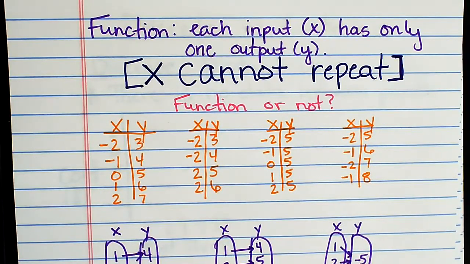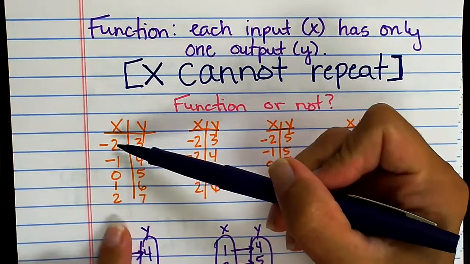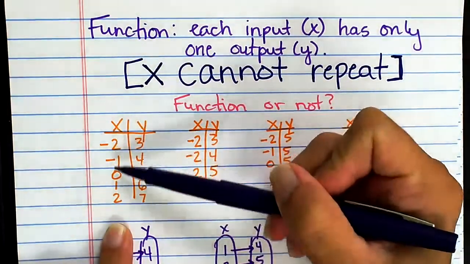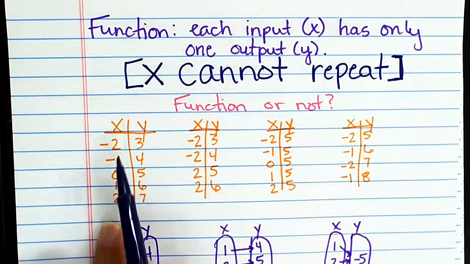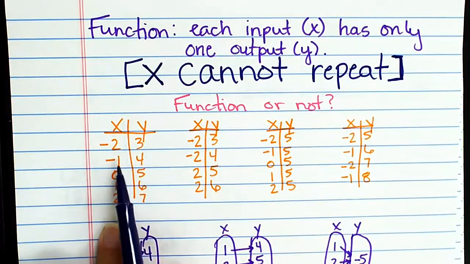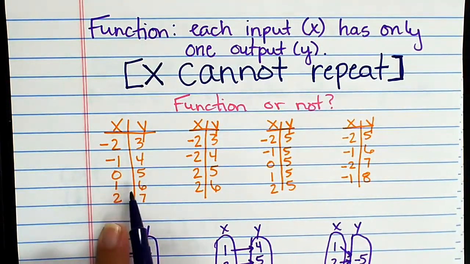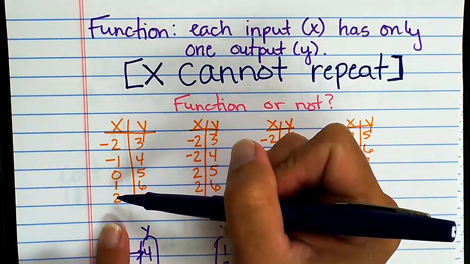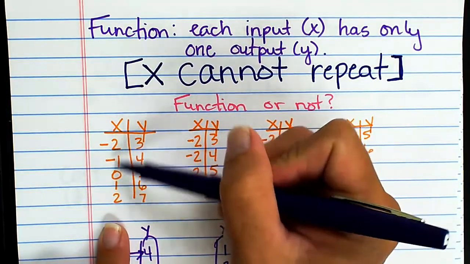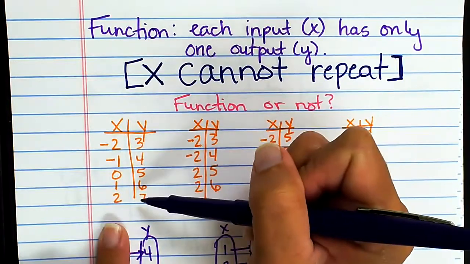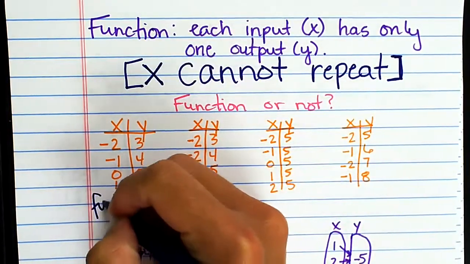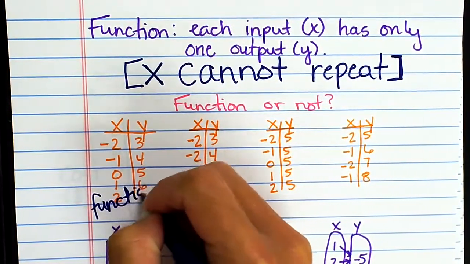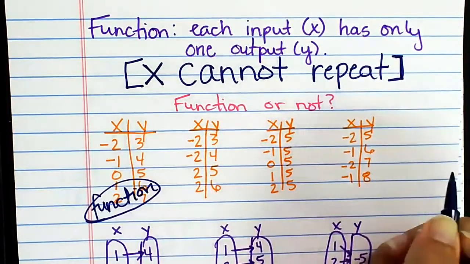Let's look at these tables. Is this a function or not? Well, when I look at this table, I'm really focusing on the x column. I can see here that negative 2 is paired with 3, negative 1 is paired with 4, 0 with 5, 1 with 6, and 2 with 7. I can see x does not repeat. For every single input, there is only one output. So this is a function.